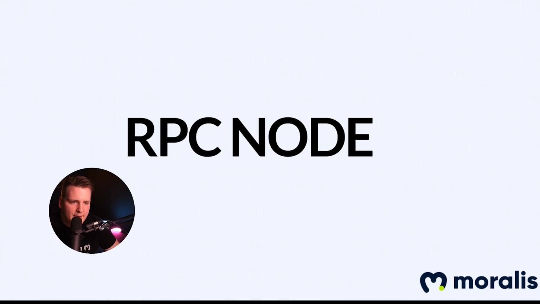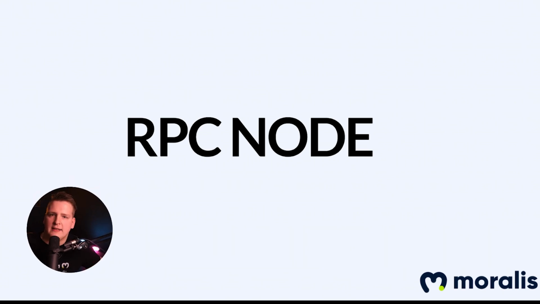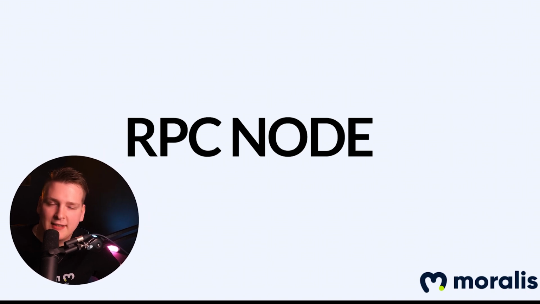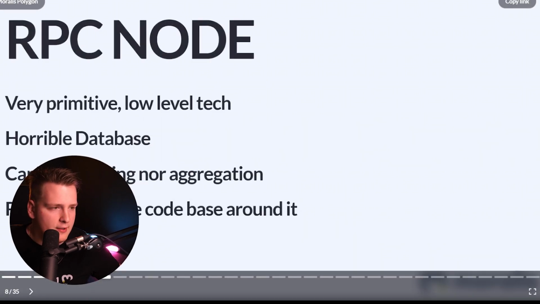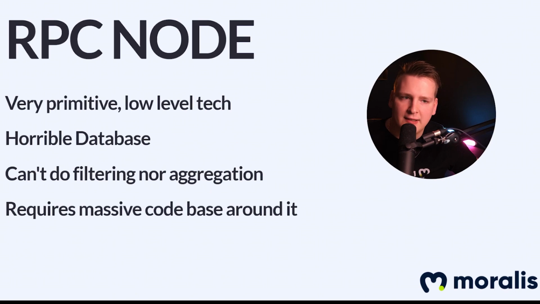When you start your dApp and when you start your project by thinking, all right, let's connect to an RPC node and let's fetch some data and let's build infrastructure around it. But what you quickly realize when you build around an RPC node is that RPC nodes are very horrible. They're very primitive, low-level tech. What does it mean?